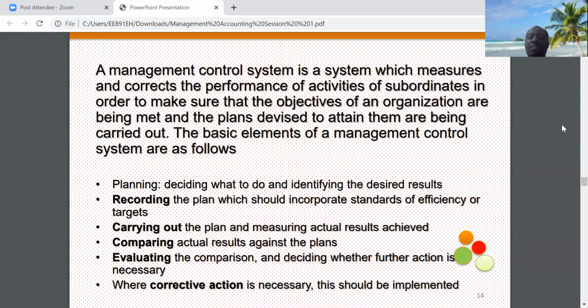So a management control system is a measurement system. It measures and corrects the performance of activities of subordinates in an organization in order to achieve the overall goals and objectives of the entity. And it has elements that we discussed: planning, recording, carrying out the plan. You have to compare your actual results with your expected results and evaluate it. And if you have to take any corrective actions, you definitely take it.